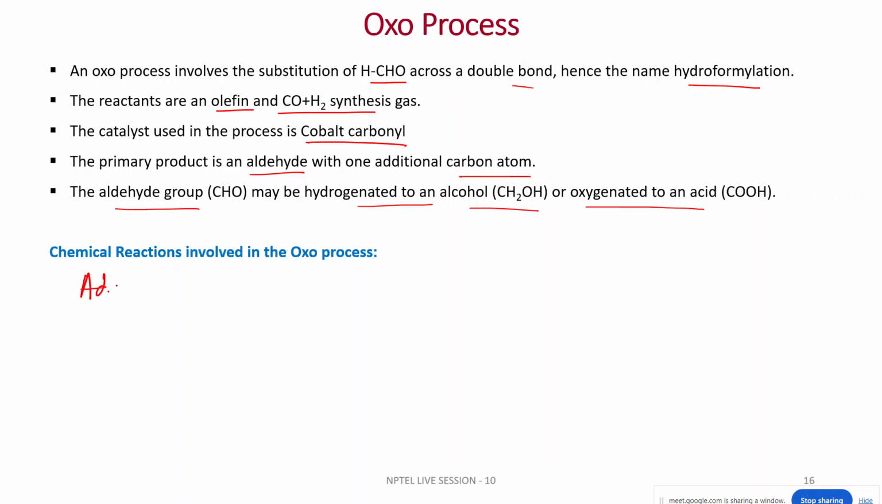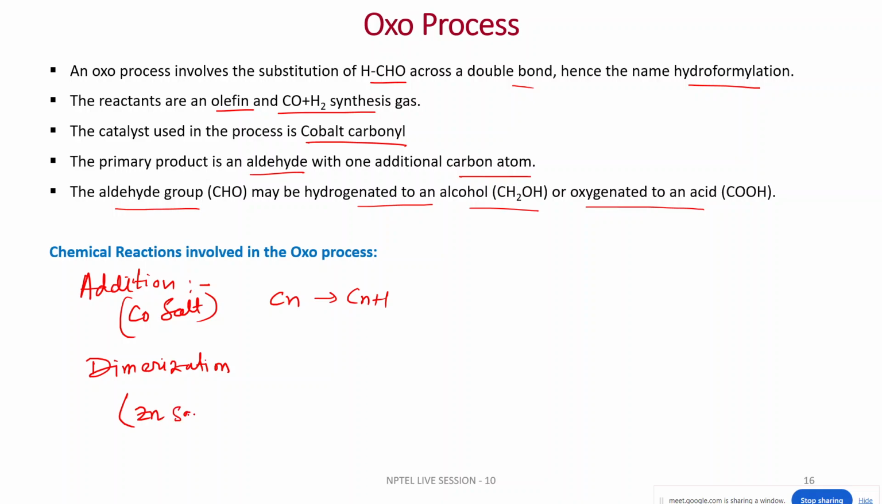The chemical reactions involved in the OXO process: the first one is the addition reaction, where simply Cn turns out to be Cn+1. The next one is the dimerization reaction, where a cobalt or zinc salt is used as a catalyst. In the dimer, Cn+1 turns out to be C2n+2. The dimer forms.